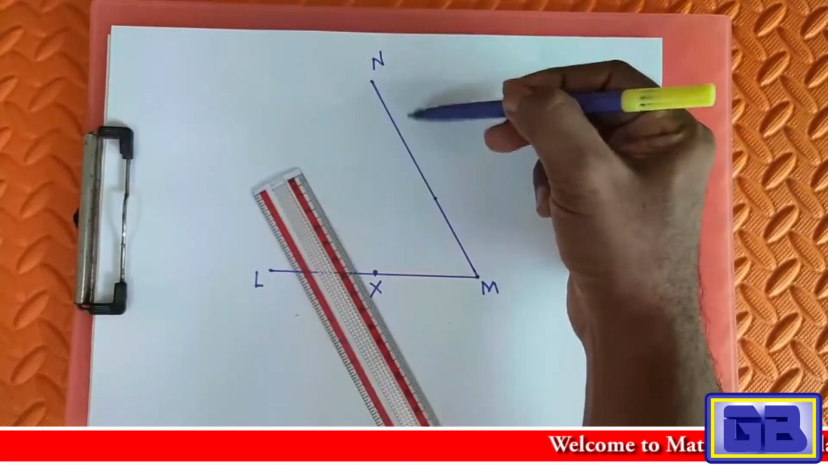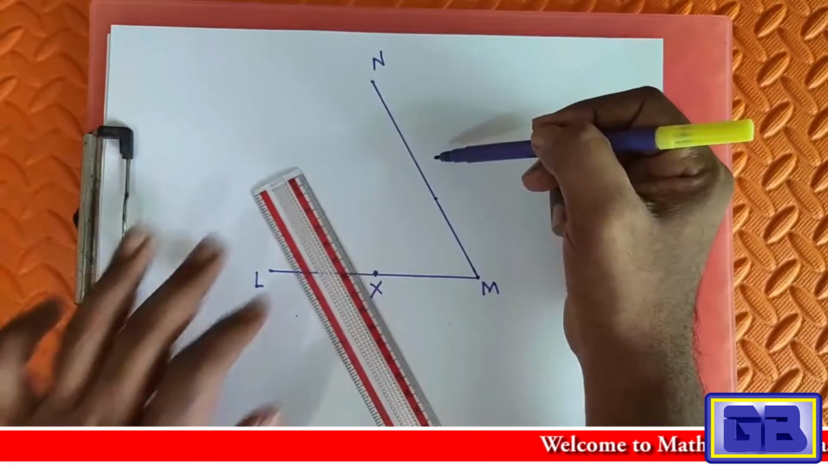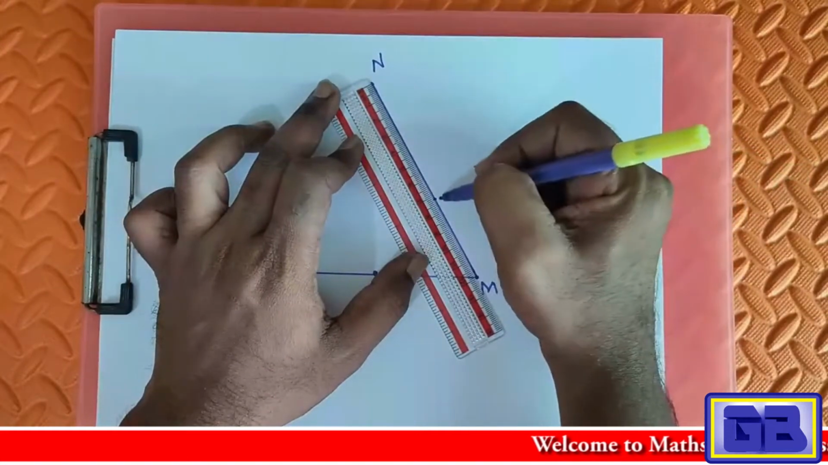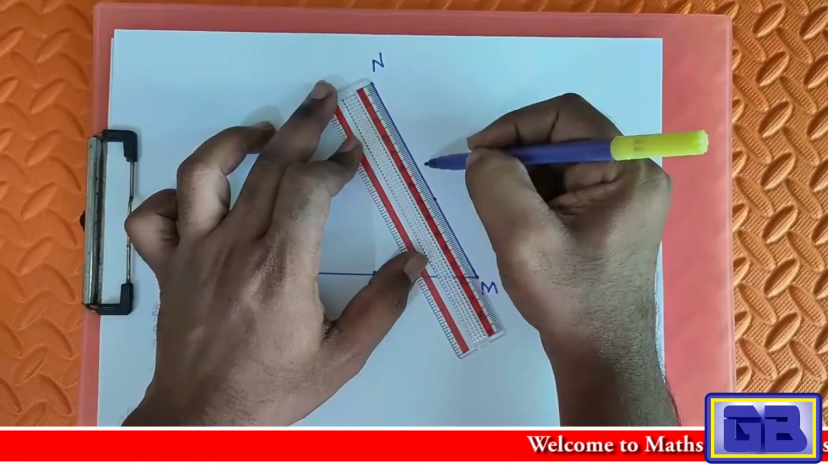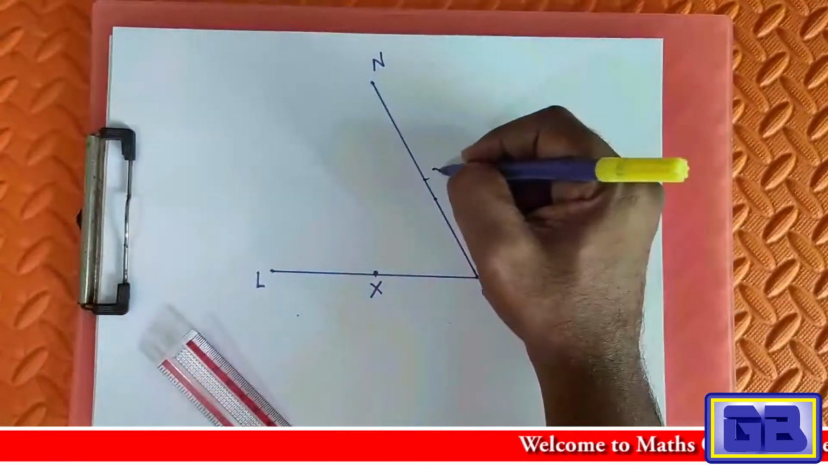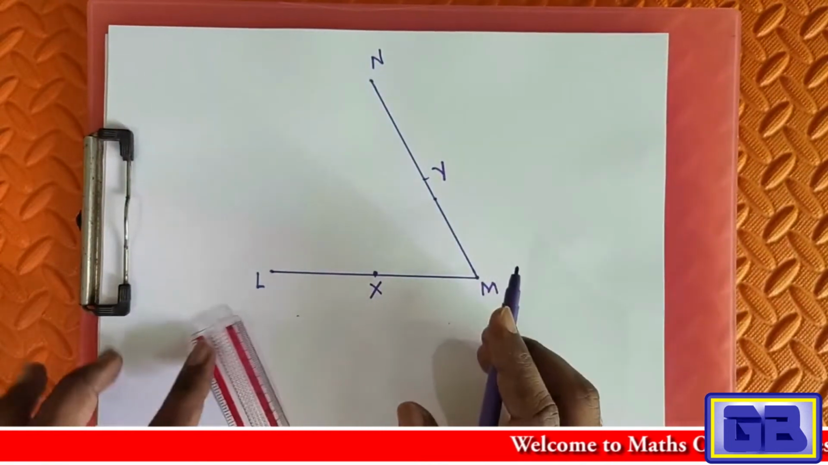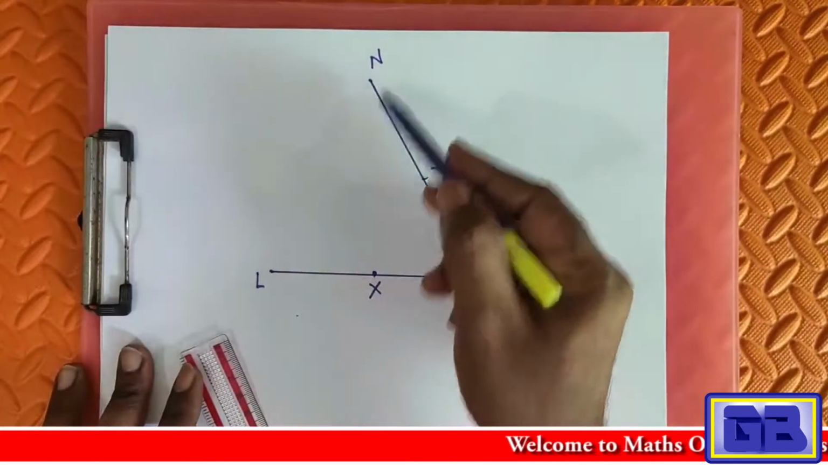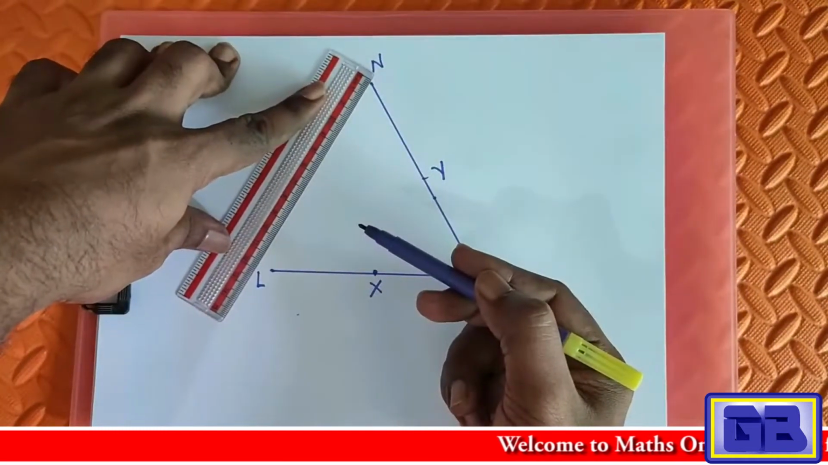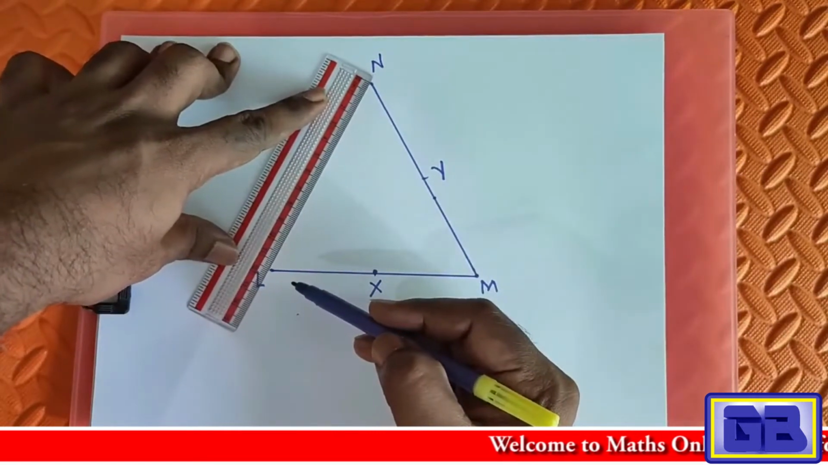If the segment MN or NM is 12, the midpoint will come at 6 centimeter. So I'm measuring 6 centimeter, taking one point. That will be your midpoint Y. And now no need to measure any degree or anything, just join these points N and L.